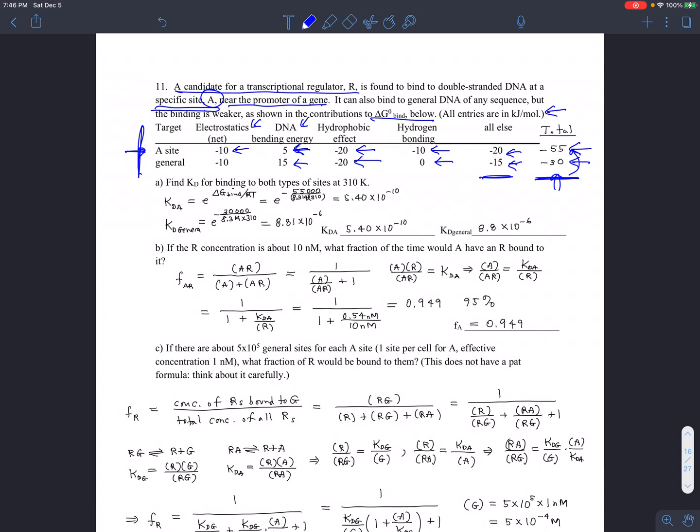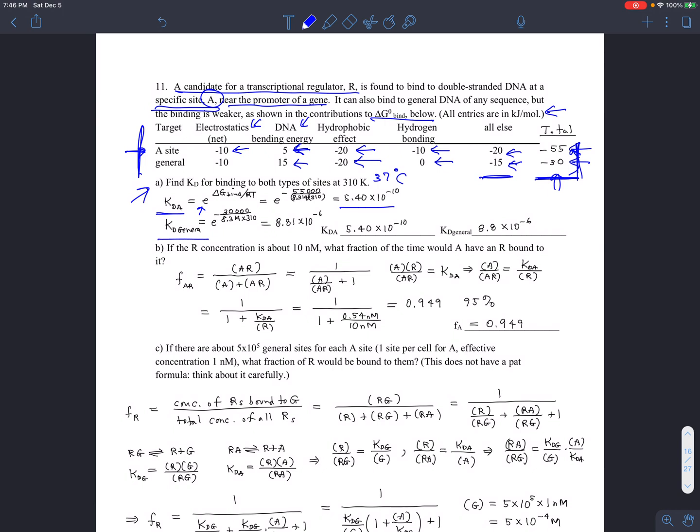All right, so the next question says, find the KD for binding to both types of sites at 310 K, 37 degrees Celsius, right? Body temperature. So KD for the A site is e to the plus delta G of binding over RT, and that gives 5.4 times 10 to the minus 10. So nanomolar affinity, a little better than nanomolar affinity, right?